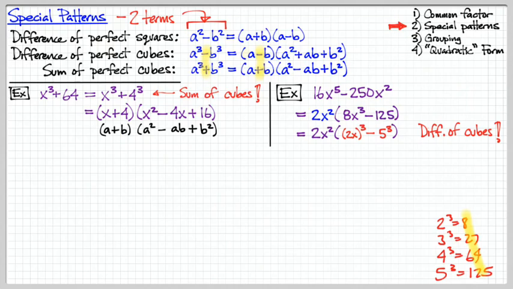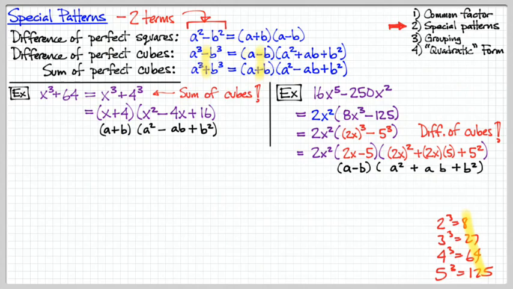And now we realize, hopefully, looking at this little thing we made, 8 and 125, those are perfect cubes. So I have 2x to the third minus 5 to the third here. That's like my a cubed minus b cubed pattern. So I'm going to write this out down here as a reminder of my template. And now I'm going to stuff in my a and my b into that. And then I'm going to multiply it all out, and I get this. Okay?